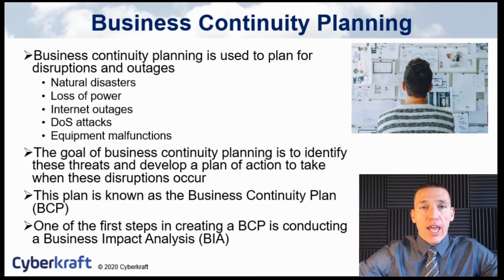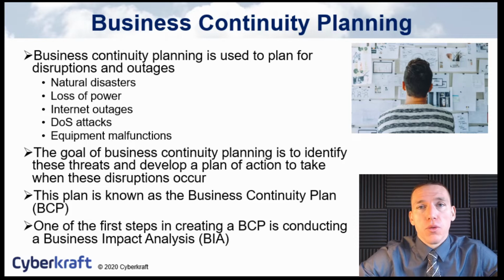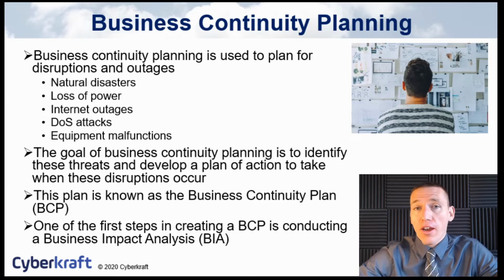When businesses plan for outages or disruptions in their normal business operations, this is known as business continuity planning. These can be anything from natural disasters to malicious attacks like denial of service attacks, power outages, malfunctions with equipment, unplanned maintenance, as you would refer to it in a cloud setting.